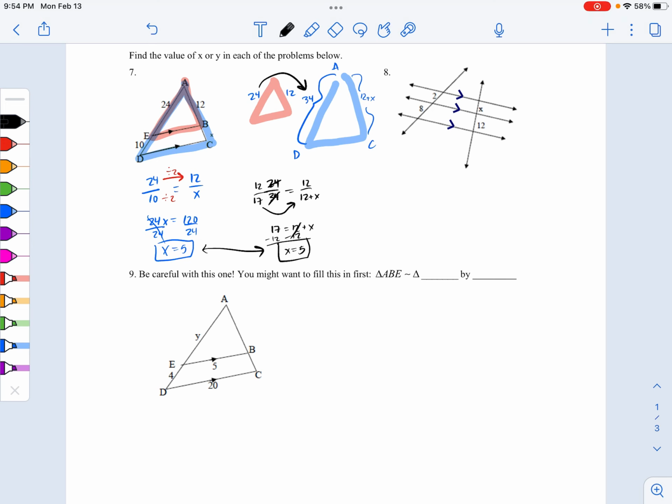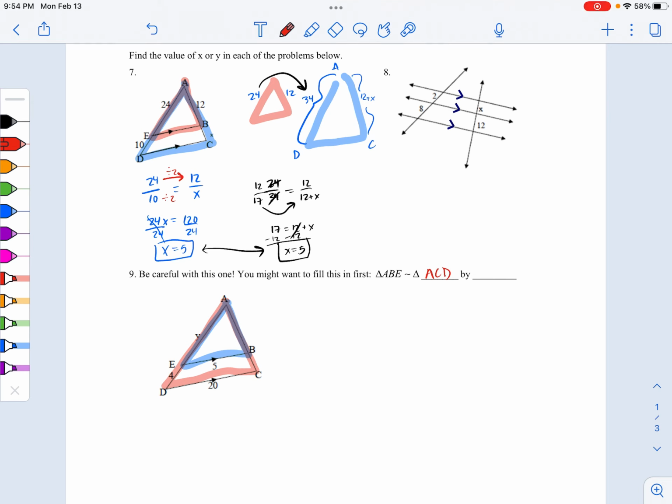Number 9 I definitely will though, because this can be interpreted as, oh, so this could be side splitter, but you have to be careful, and it says so. Be careful. You might want to fill this in first. ABE, let's highlight it. ABE is similar to what triangle? And we're highlighting it. ACD. So let's fill that in.